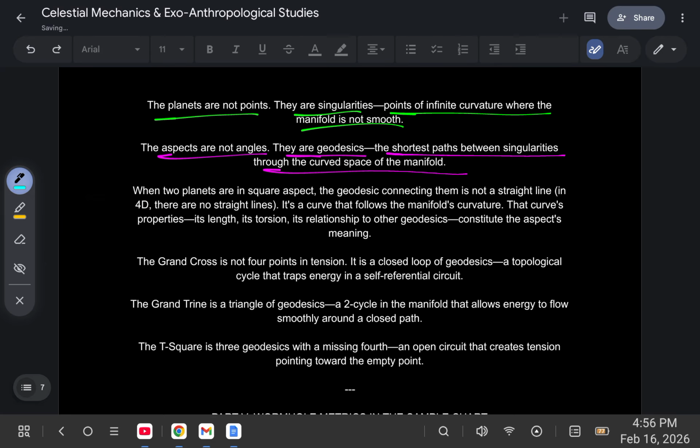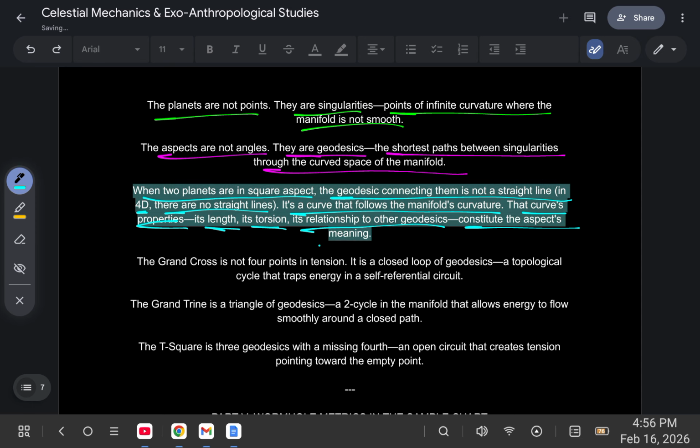When 2 planets are in square aspect, the geodesic connecting them is not a straight line. In 4D, there are no straight lines. It's a curve that follows the manifold's curvature. The curve's properties, its length, its torsion, its relationship to other geodesics, constitute the aspect's meaning.